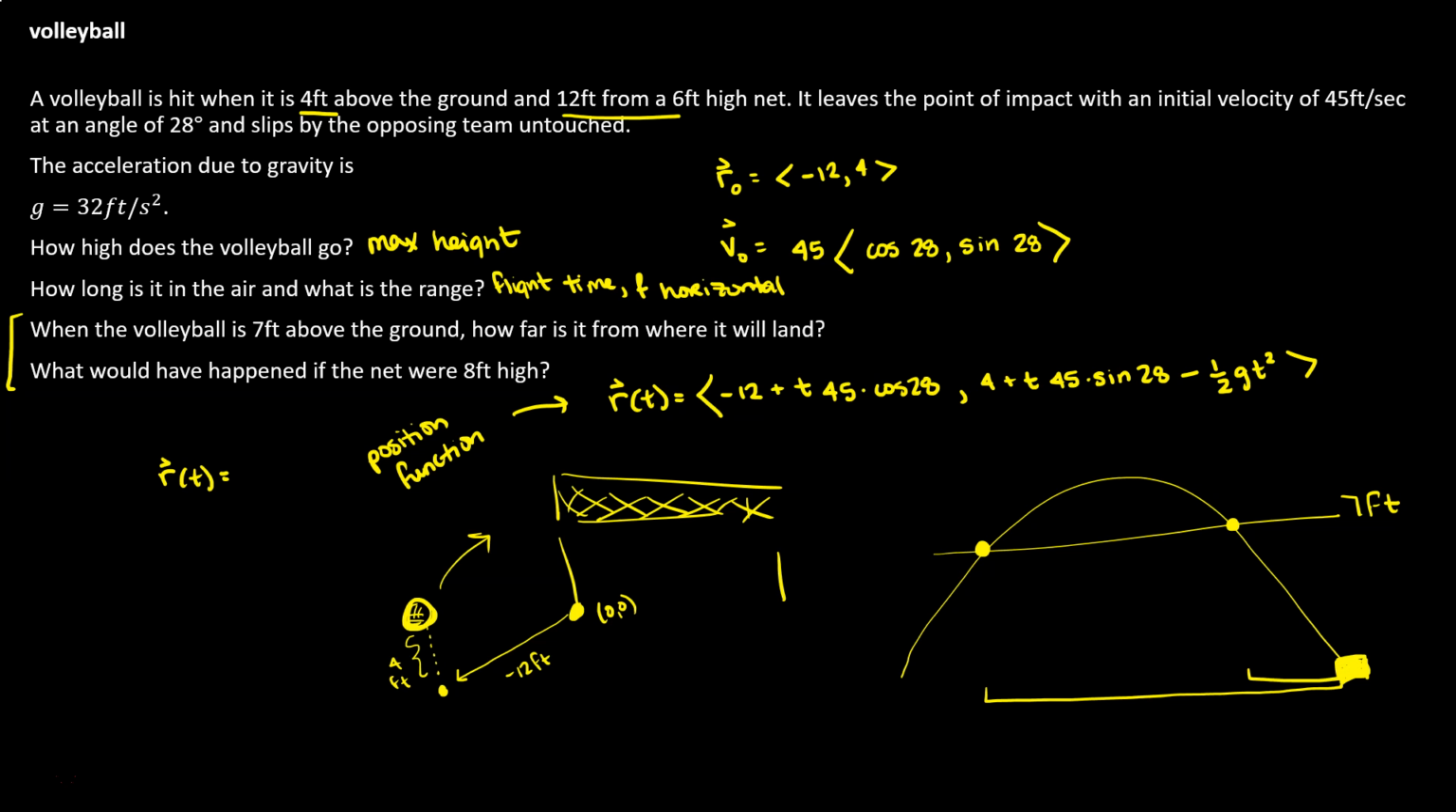And then last, what would have happened if the net were 8 feet high? Meaning, is the ball going to go over the net or is it going to hit the net? Now I've made the position function for you. I've shown you the formulas for how to calculate each of these parts to the question. I'll leave this as an exercise for you to try.